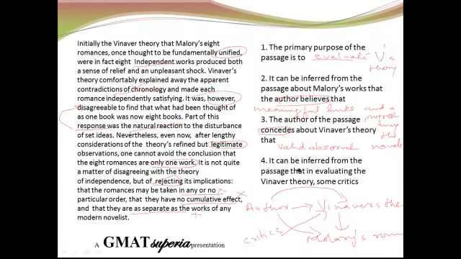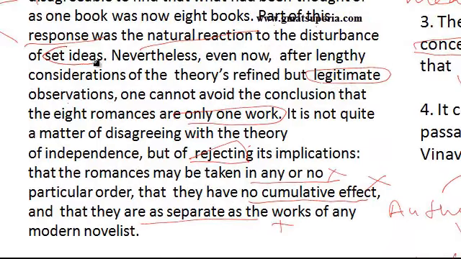It can be inferred from the passage that in evaluating Vinaver's theory, some critics were. Now look at the point of discussion in the passage when he talks about some other critics. He says it was, however, disagreeable to find that what had been thought of as one book was now 8 books. Part of this response was a natural reaction to the disturbance of set ideas. Now that is what the other critics' response was. They disagreed with him because that was a natural reaction to disturbance of set ideas.